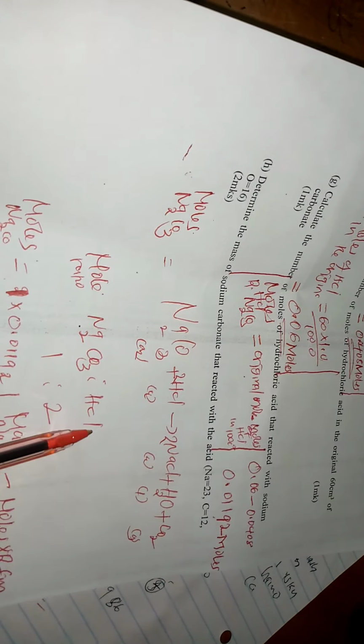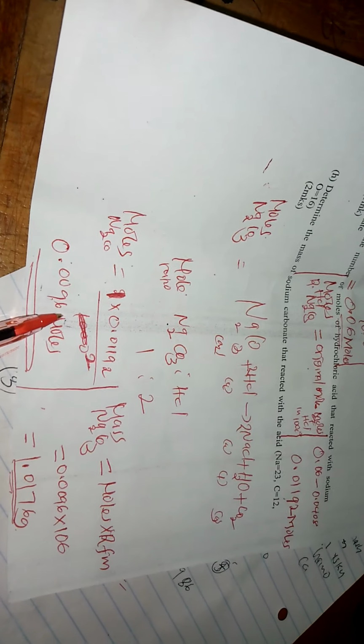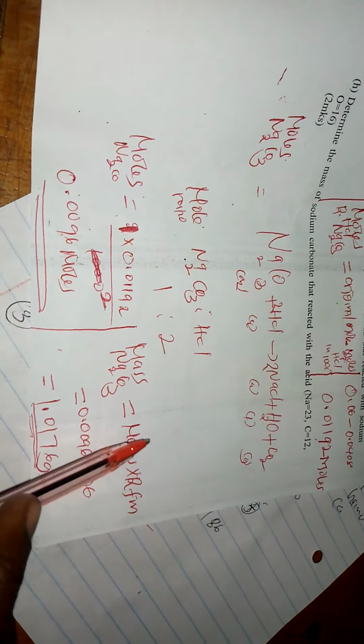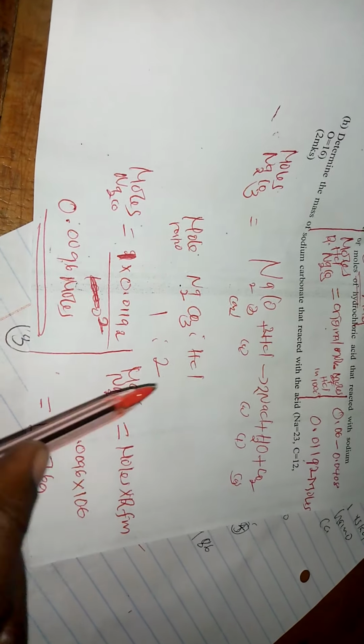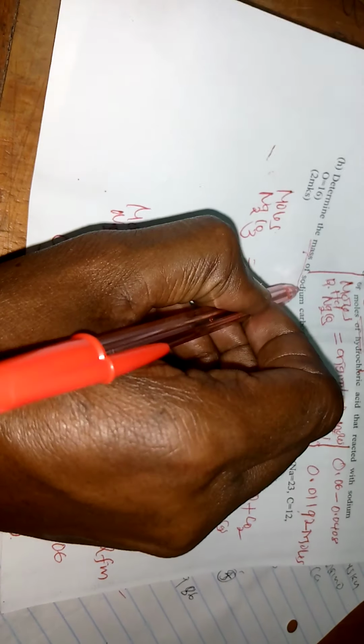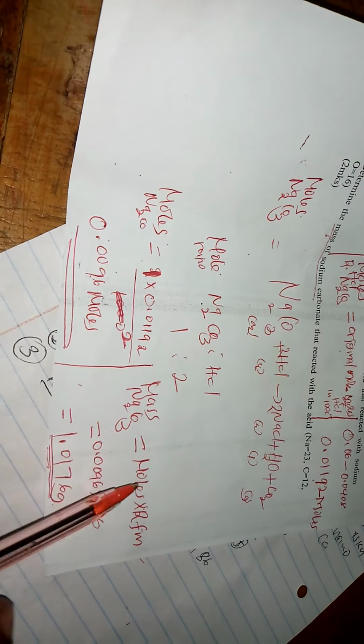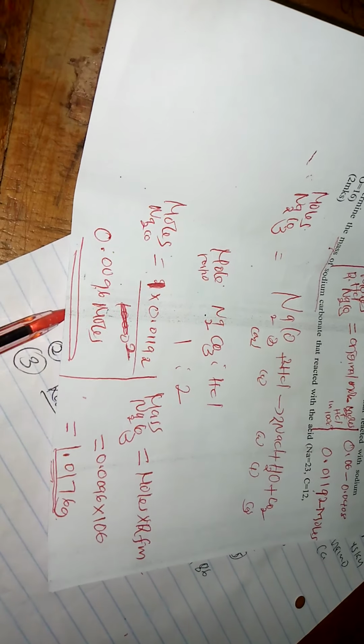Sodium carbonate to hydrochloric acid has a ratio of 1:2. So you divide this mole by 2, then you get this mole. So this mole is the mole of the sodium carbonate reacting with the hydrochloric acid. Now lastly, you get the mass of the sodium carbonate because the question is asking for the mass. You get the mass by multiplying the mole you have by the RFM.